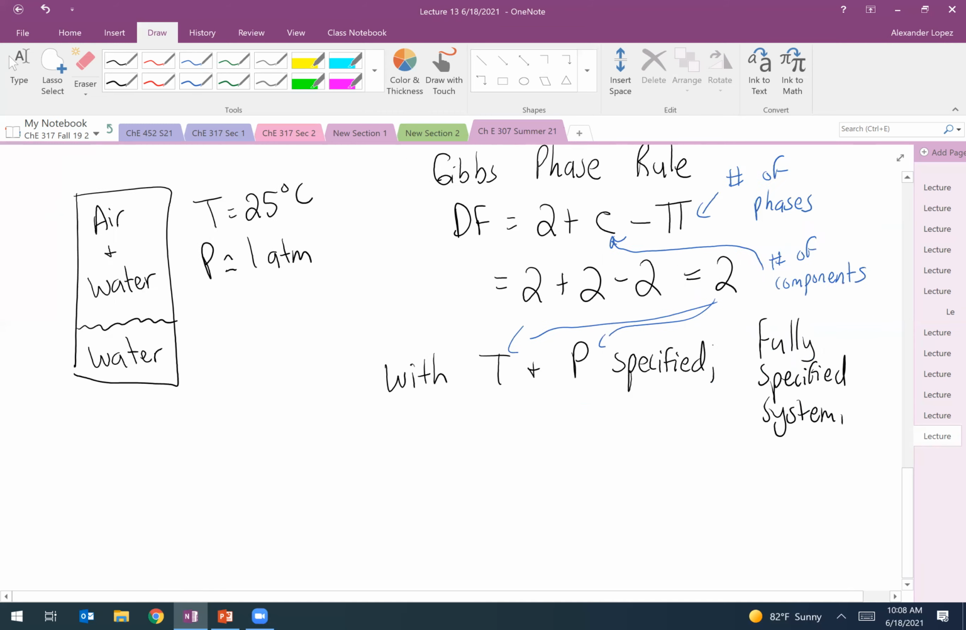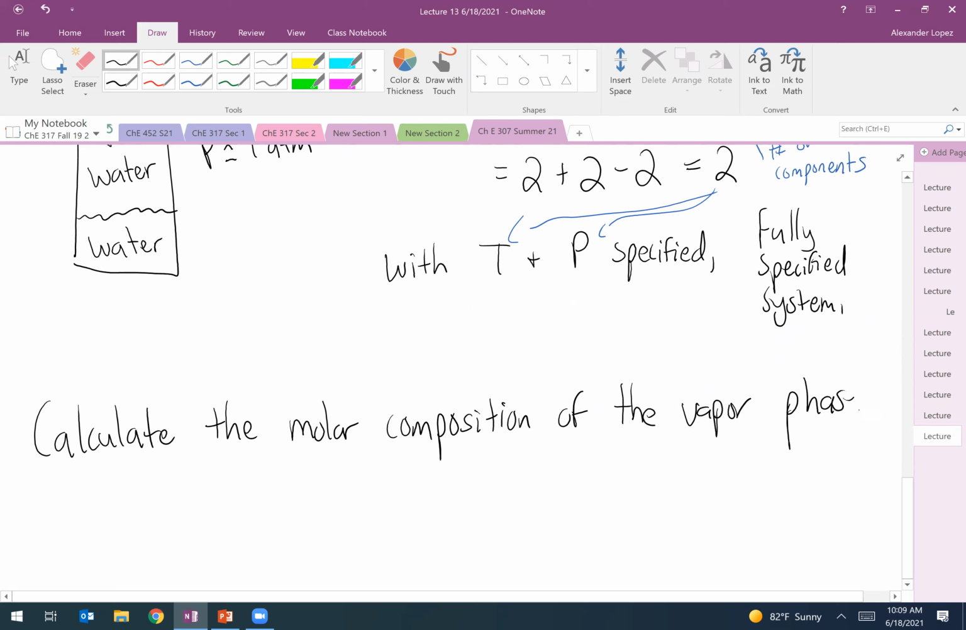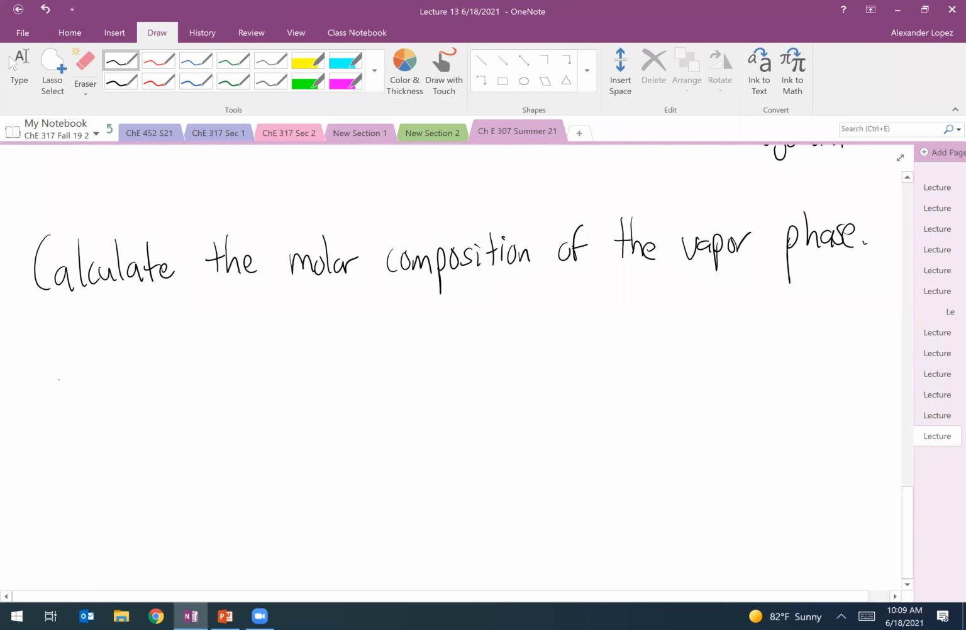So if I wanted to calculate the molar composition of the vapor phase, I could, because I know my temperature and my pressure. This requires application of what's known as Raoult's law. And this is an extremely key equation.